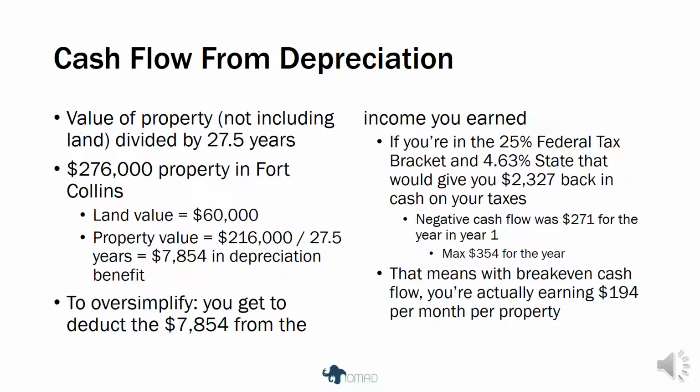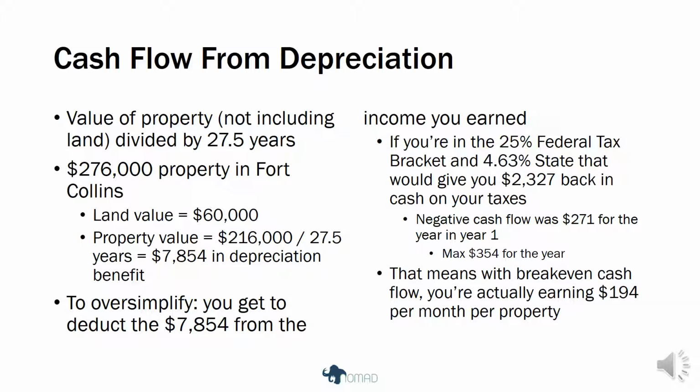So if you earned $100,000 per year, you can say, I now earned $92,150 and only pay taxes on the $92,000, because with depreciation you can offset that income. Okay? So if you were in the 25% federal tax bracket and the 4.63% Colorado state tax bracket, you would actually get $2,327 more back in cash on your taxes because of that depreciation. Or you could pay in that much less. It's another way of looking at it.